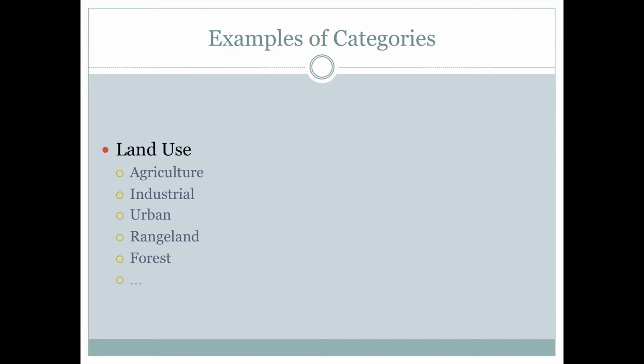So we want to somehow take those digital numbers or those brightness values. We want to look at how they combine, what sort of patterns they have if we look at one compared with another. And we want to assign some categories based on how they compare. And one example of this might be land use. What type of land use or land cover is in that area? And this might vary from things from agricultural to industrial to urban to rangeland to forest, etc.